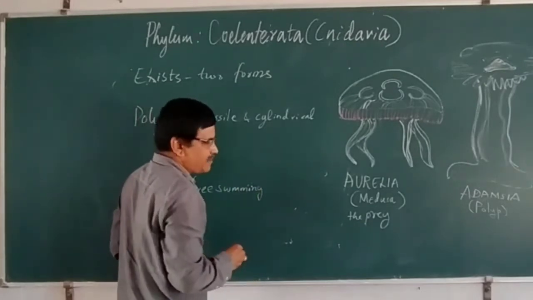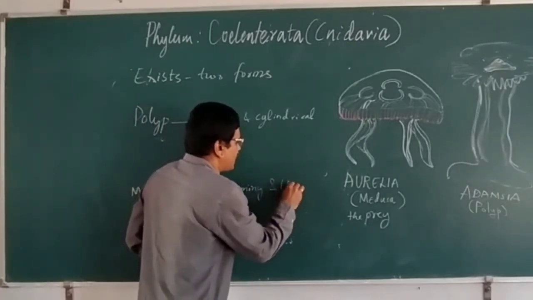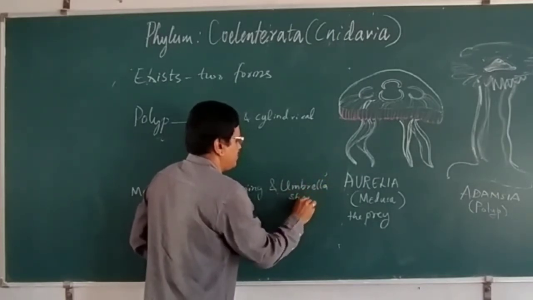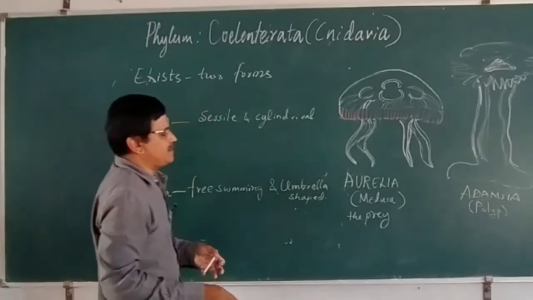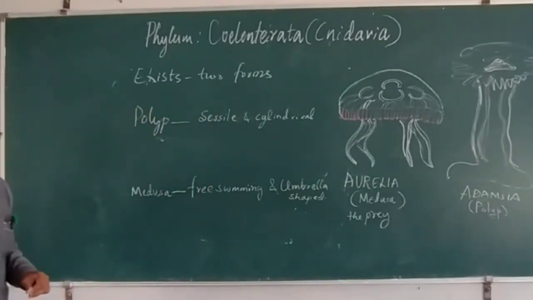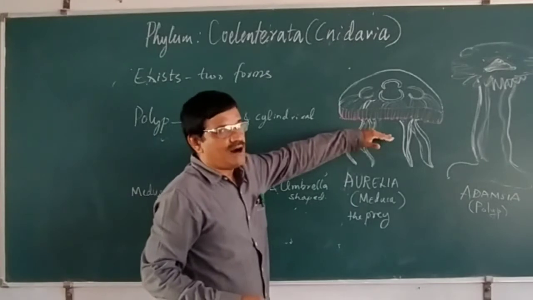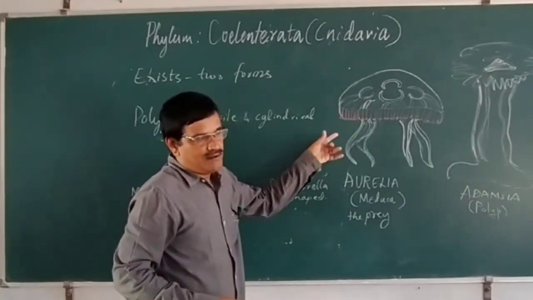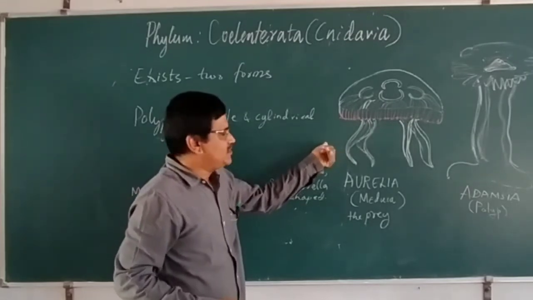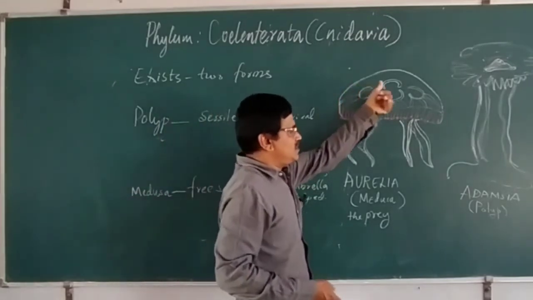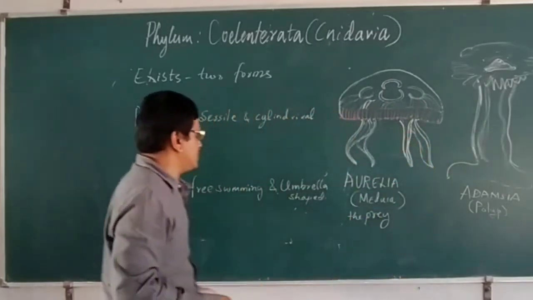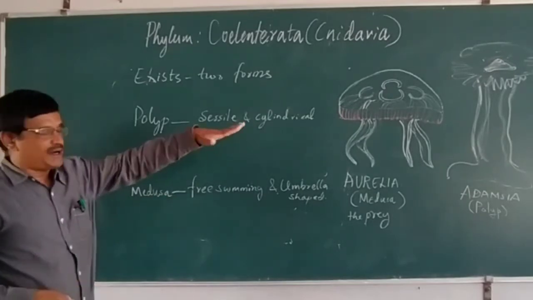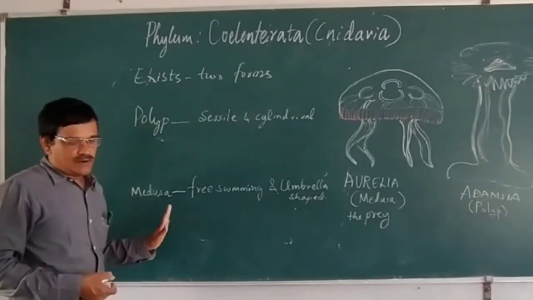They are free swimming and umbrella shaped. Example is Aurelia, commonly known as jellyfish. Aurelia has an umbrella shaped body with tentacles and it is free swimming, freely swimming in the marine habitat.